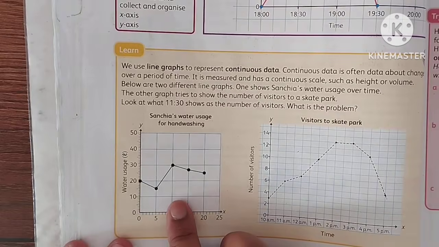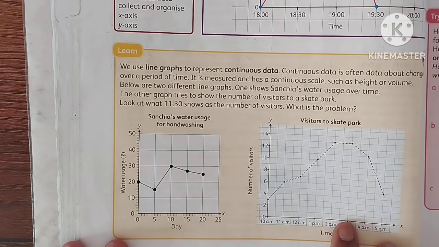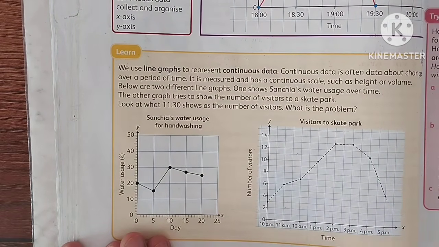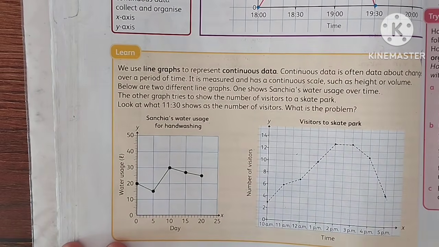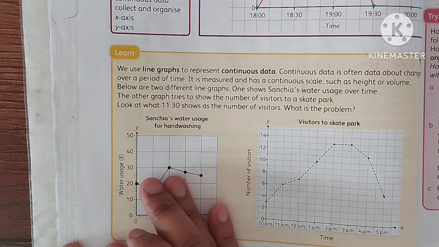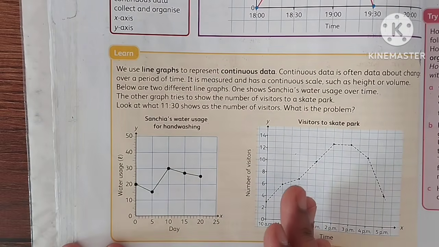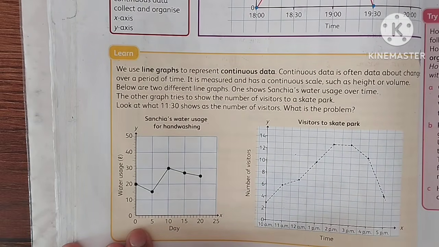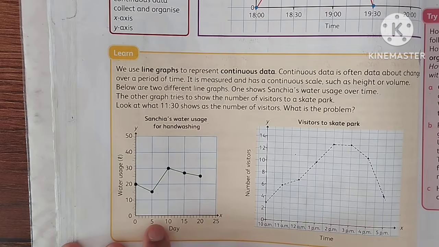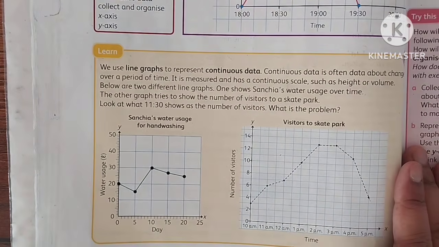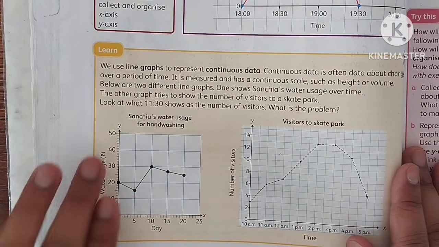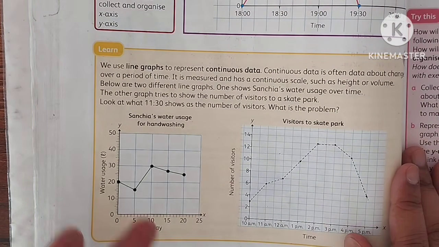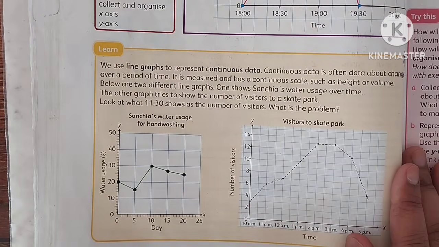Now, this data is also a line graph. What we are doing is continuously tracking something. What is the water usage Sanchez is doing for hand washing? For the first day, then the 5th day, then the 10th day, then the 15th day. Suppose her mother is asking her not to waste the water. So for that, she is tracking whether she is following her advice or not.